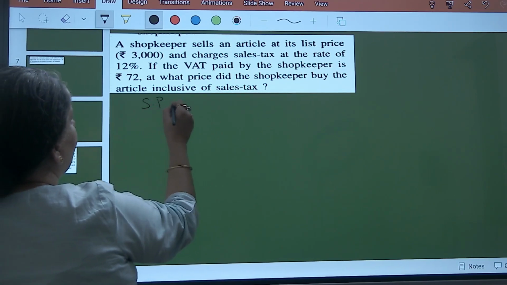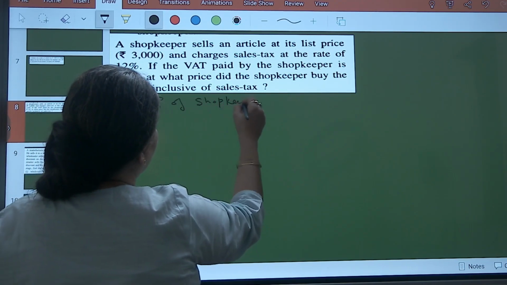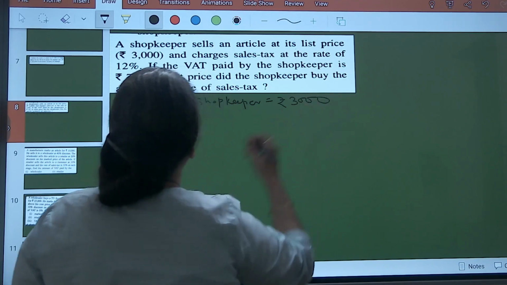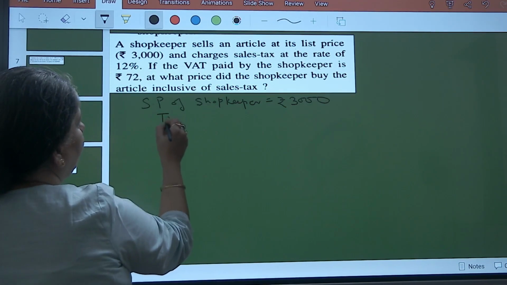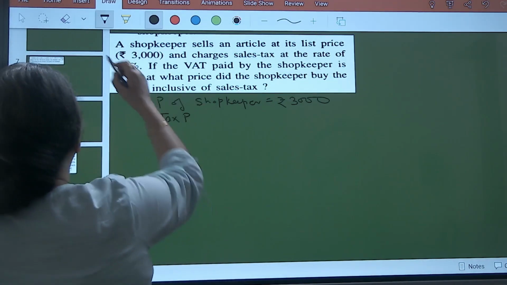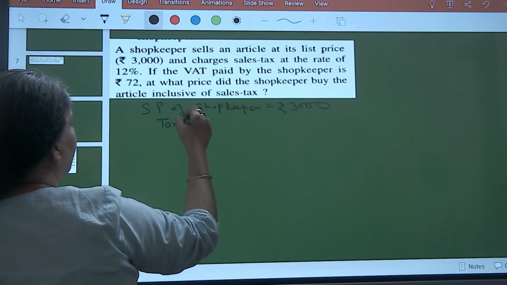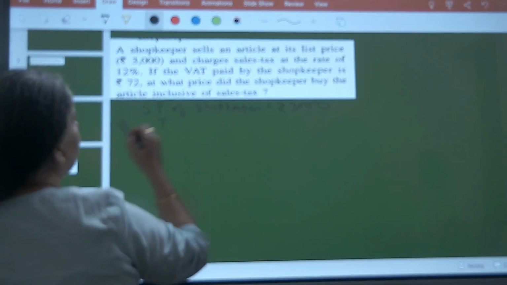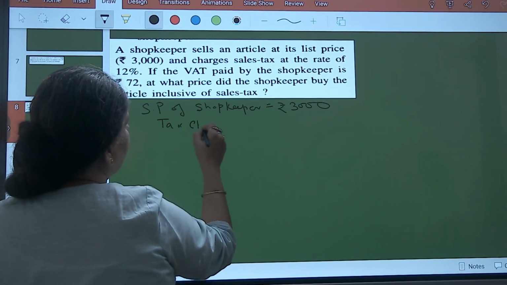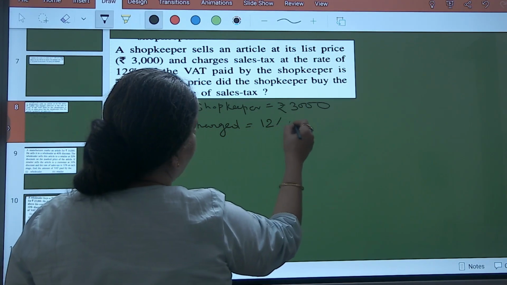Again, selling price of shopkeeper is rupee 3000 and he has to pay the tax. So tax paid by, or not tax paid, he will charge the tax from the customer. So tax charged will be 12% of 3000.